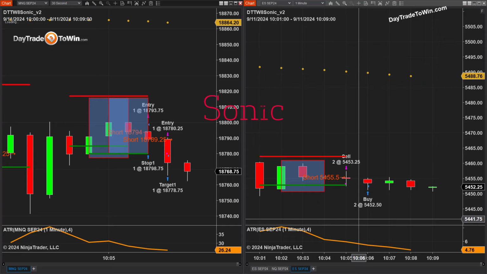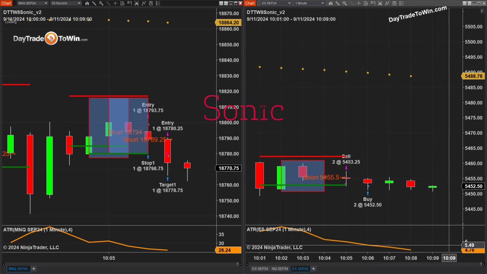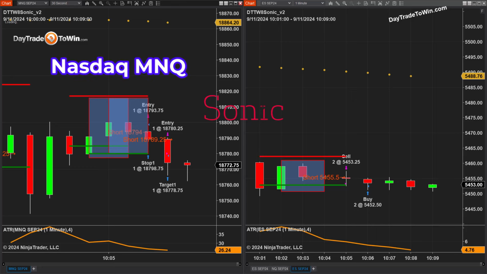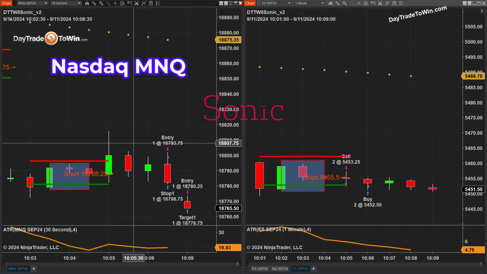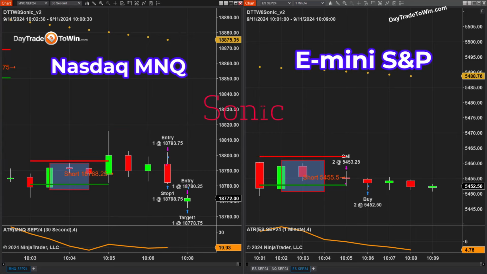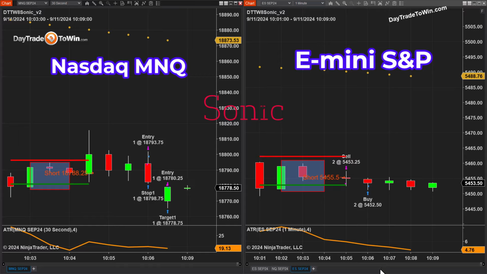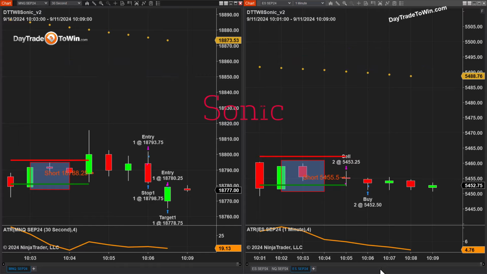Now, I'm going to use a 30-second chart for the mini Nasdaq, especially because we have a lot of volatility and the Nasdaq is a fast-moving market. As most of you know, we have a lot of traders that are trading the Nasdaq with the Sonic, and I want to make sure that you guys can see examples of the Nasdaq and the E-mini side by side.